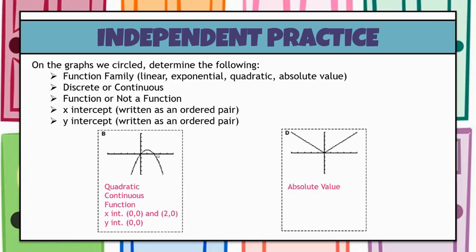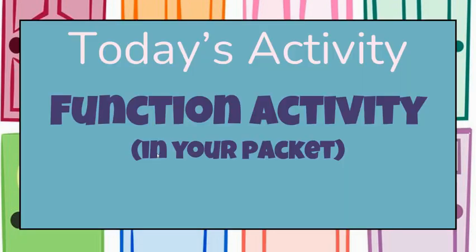Here I have a linear absolute value function. It is continuous as well. It is a function. The x-intercept is (0, 0), and the y-intercept is (0, 0). That is what you are doing, and it is on the function activity, and it's in your packet. You do not have homework for tonight unless you do not finish that function activity. That is your homework if you do not finish it.